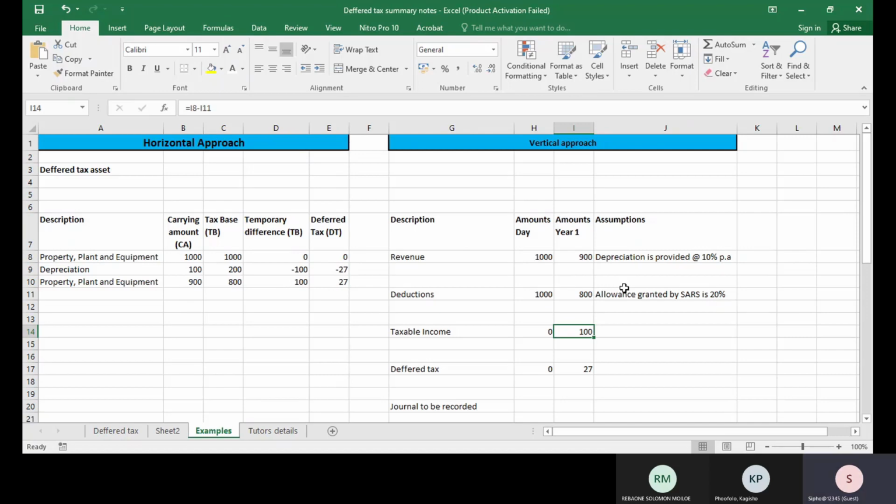And it goes back to the definition of what? Deferred tax. Because deferred tax, you calculate it on future profits. So you are saying to the users, of this revenue I'm going to generate over the next 4 years, SARS is going to give me a deduction of 800. So it means I must pay SARS tax on 100 rand. That tax on 100 rand, we call it a deferred tax, because it's future tax.